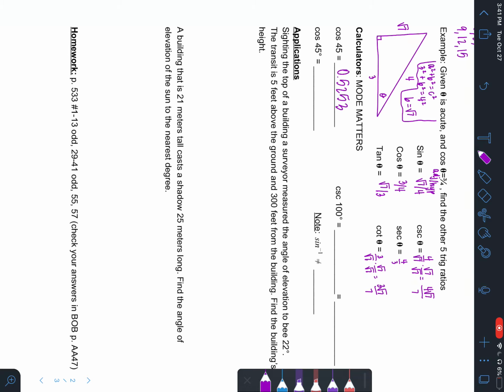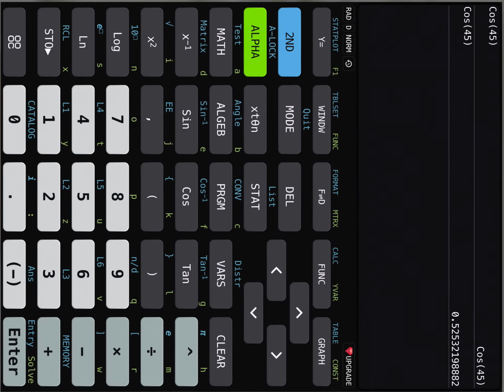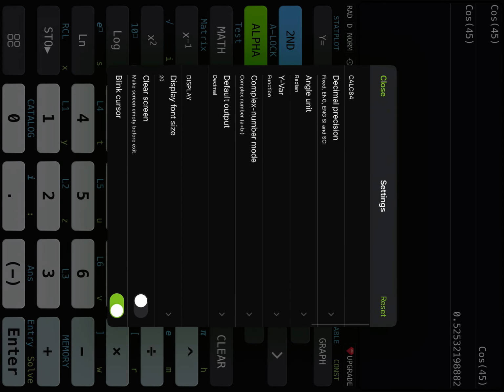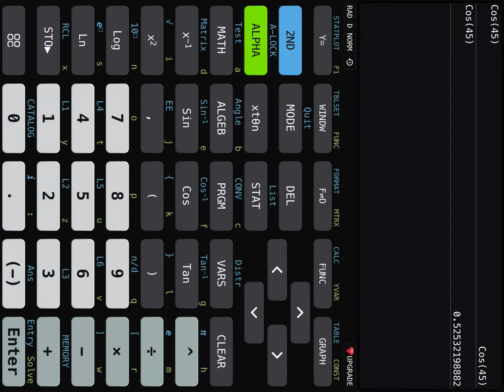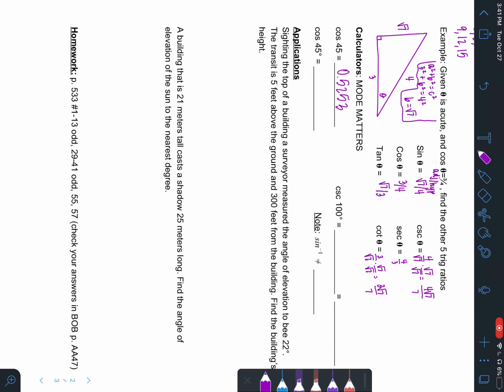But now we want to find it in degrees. So if there's no degree sign, it means we're in radians, but we want to put it back to degrees. So we're going to go to mode, radian to degrees, and then I'm going to do cosine of 45 on there. Notice that these two things are different, so we got 0.7071. So that means we have to make sure we are in the correct calculator mode.